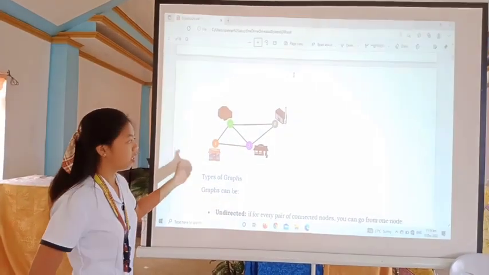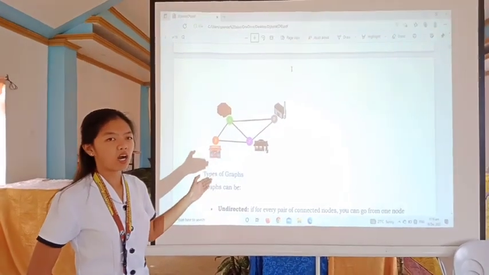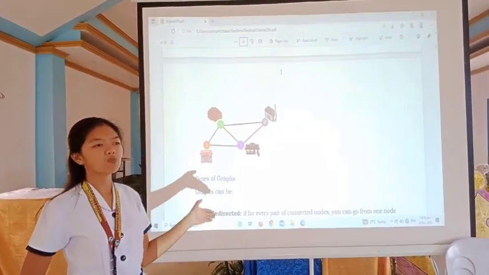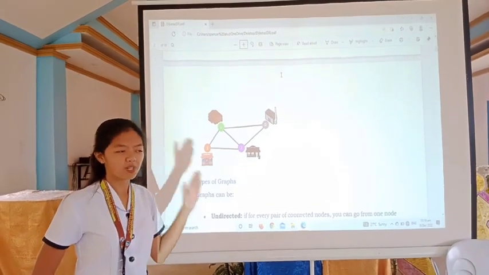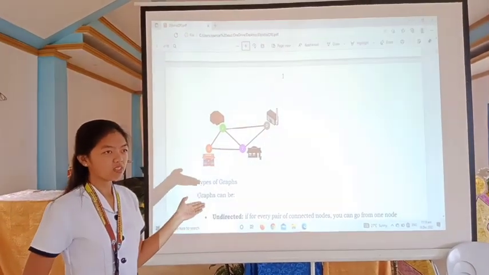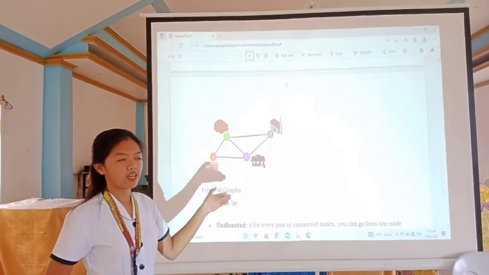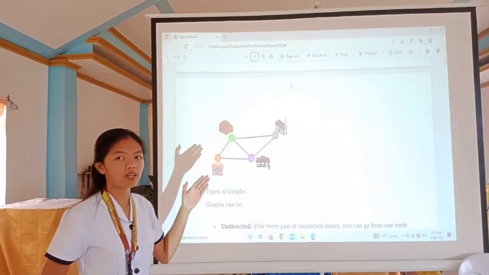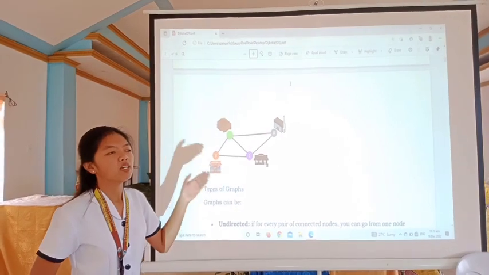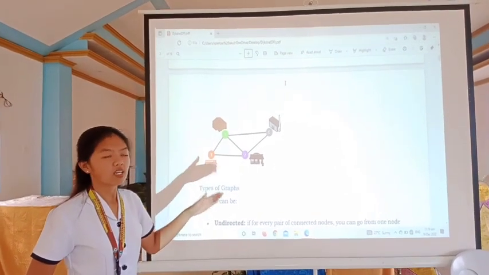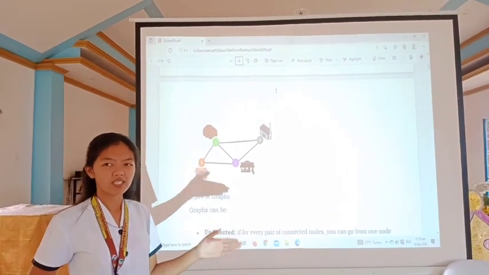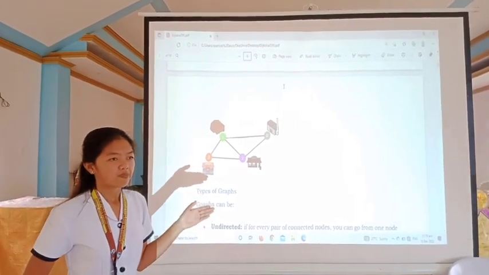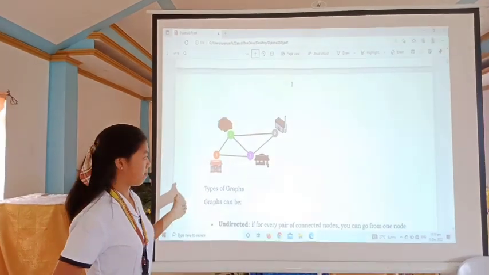Another example, a common example is Facebook. It includes persons. We have different friends on Facebook. And then we have another example, the family. We have the cousins, relatives, and so on. There are a lot of examples that we can see that graphs are very applicable.